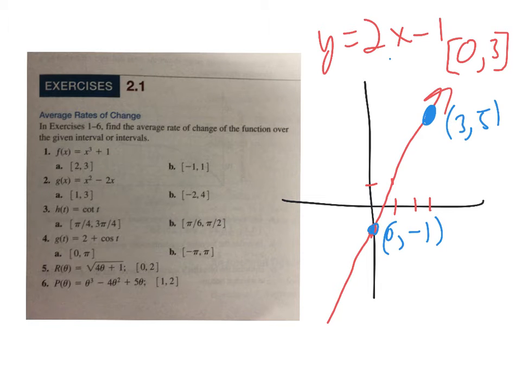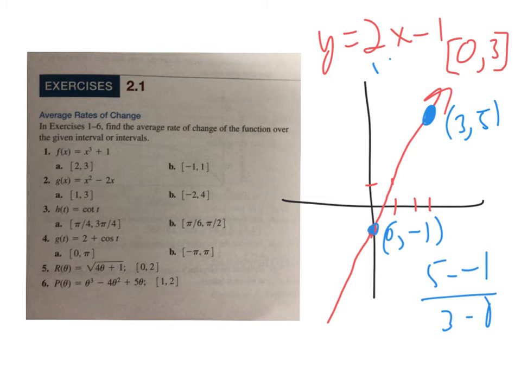And if I wanted to find the slope of that line, well, we already know, but if you did the slope formula, 5 minus negative 1 over 3 minus 0, that's 2. We knew that, the slope is 2. So the average rate of change of a line, a linear function, is the slope.